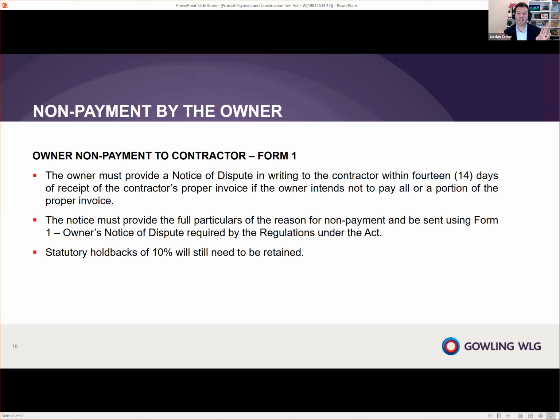I couldn't certify in time. I don't know. Maybe it's payable, maybe it's not, so I'm just not going to pay. No, that will not fly. You're going to have to give full particulars for the reason of the non-payment. Now, as part of this, if there is a holdback that's occurring, the holdback is not part of the non-payment. Okay, that's still a statutory holdback. We don't need to touch that.